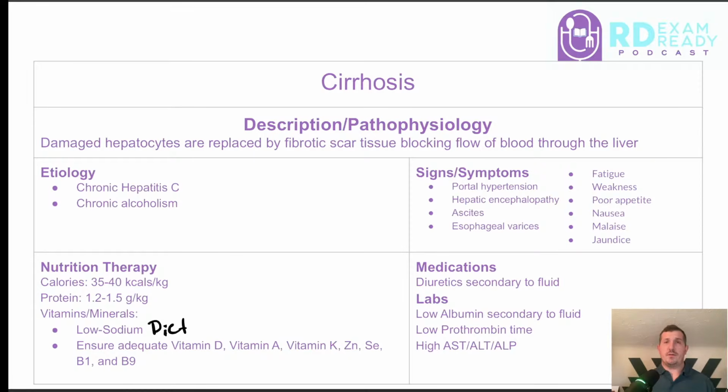The liver also contributes to coagulation in the body and coagulation factors, vitamin K being one of those. So, ensuring that we have adequate vitamin K is going to be a huge piece to that as well. Zinc, selenium, good minerals to ensure we have, B1, B9. I think the B1 we always think of anyway when it comes to alcohol abuse, right? So this fits very well, I would say, to alcohol abuse, given that many people end up with cirrhosis as a result of alcohol abuse.